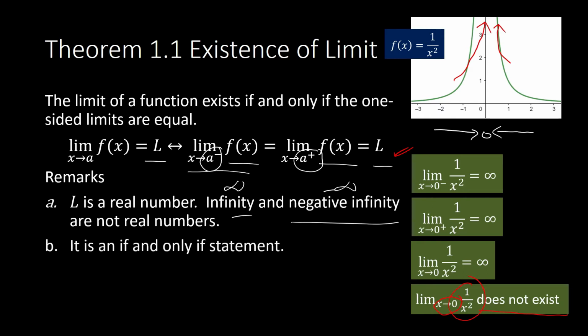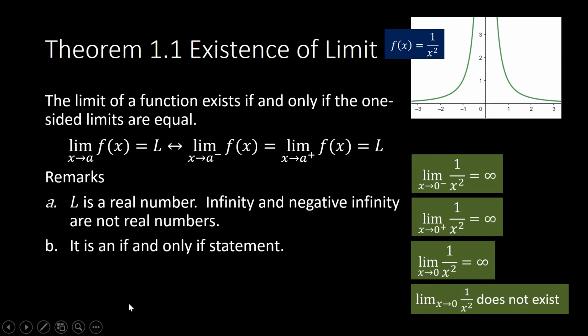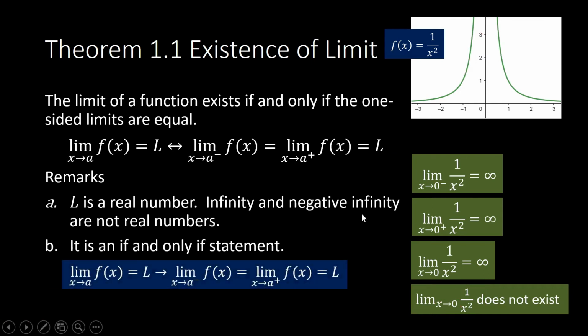Another remark. This is a biconditional statement. This is an if and only if statement. So what this means is, if we are told that the limit of our function as x approaches a exists and it is equal to a real number L, then automatically it follows that the one-sided limits also exist and they are also equal to the same real number L.